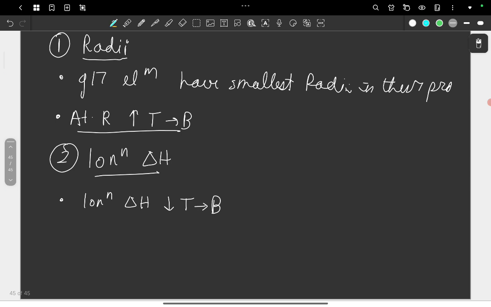Now, just for your reference, I'm going to write the order of the group 17 elements here. This is not a trend, this is the order. If you go from top to bottom, it means you go from fluorine to chlorine to bromine to iodine, and we are not considering astatine over here.